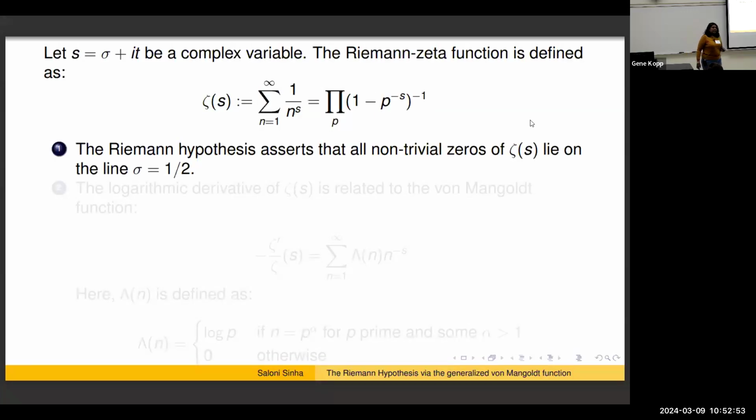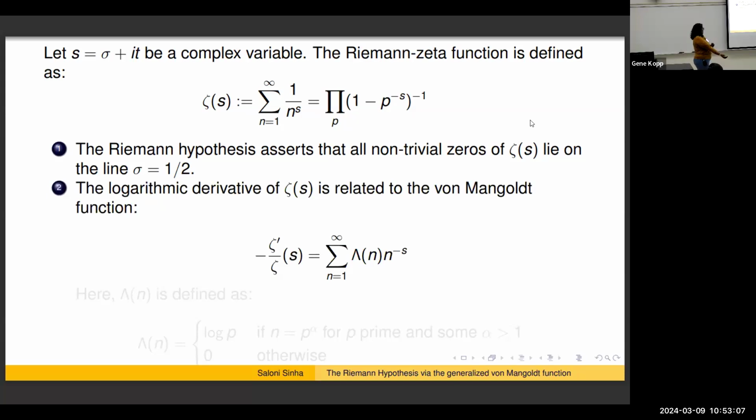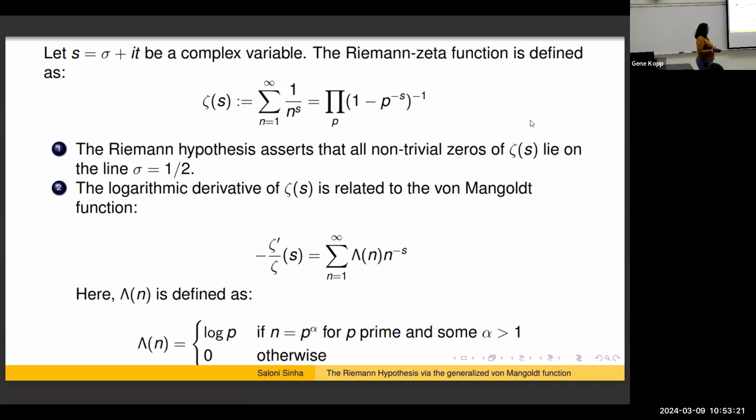The Riemann hypothesis asserts that all non-trivial zeros of this zeta function lie on the real part of s equal to 1/2, right? We also call it the critical line. If we take the logarithmic derivative of the zeta function, it's related to the von Mangoldt function. So minus zeta prime over zeta is equal to this series, basically the Dirichlet series corresponding to the von Mangoldt function. The von Mangoldt function, lambda of n, is log p if n is a prime power and 0 otherwise.